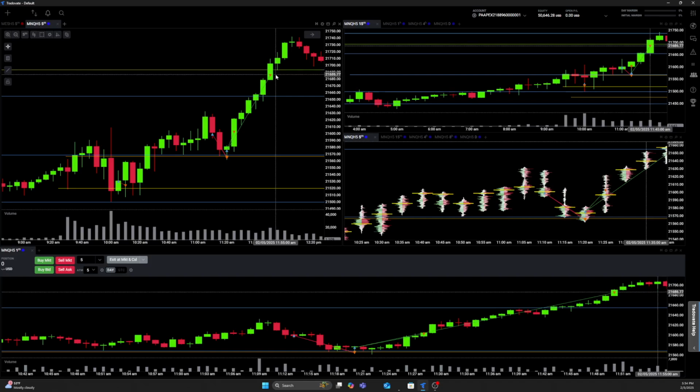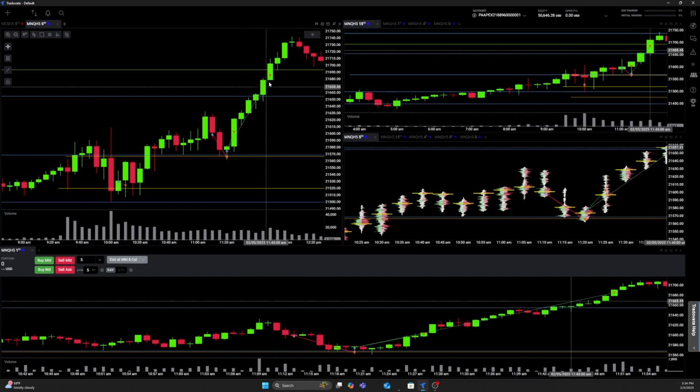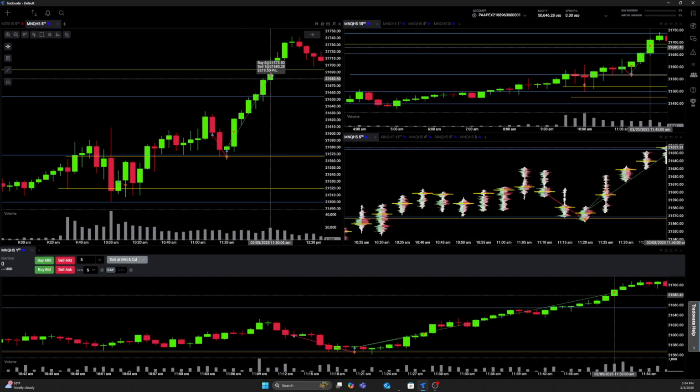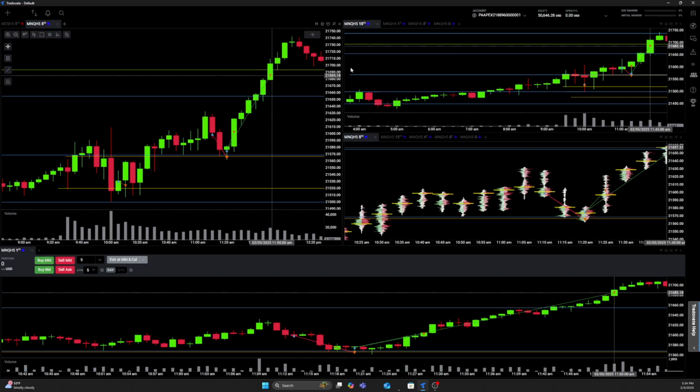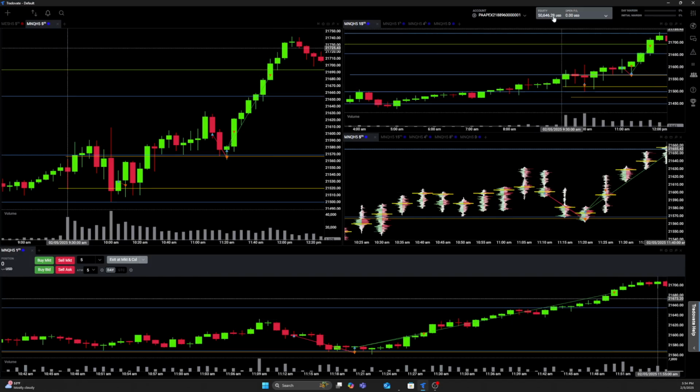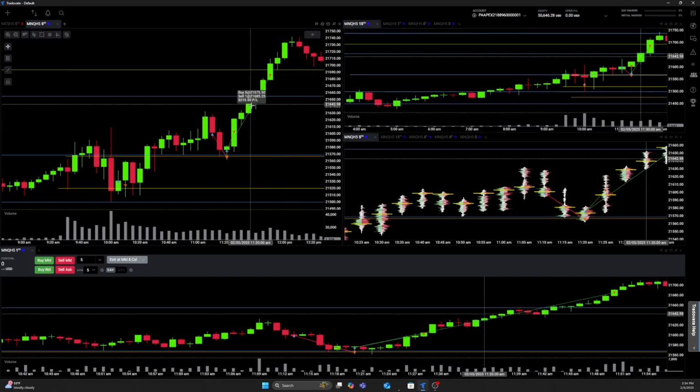I put it a little bit below, figuring that anything over 100 points was going to make me happy for a runner. We moved straight up and we hit that take profit and got my money back and some. Actually ended slightly green on the day thanks to this runner primarily.